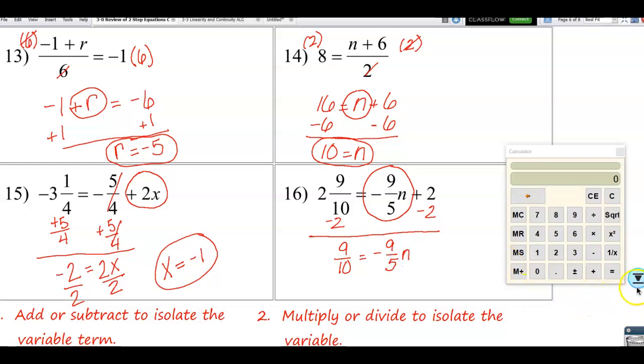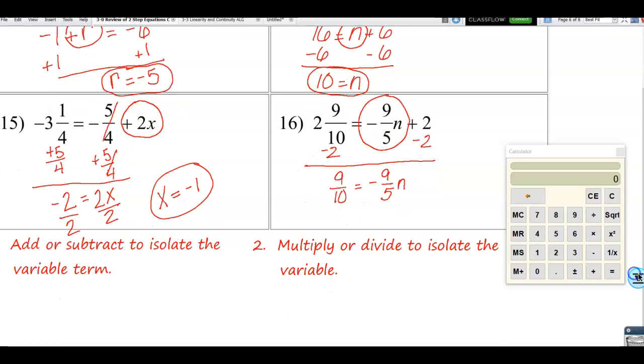Well, to get negative 9/5 away from that n, this is being multiplied with n, we're going to divide to get rid of that. We'll divide both sides by negative 9/5. Here's where it gets fun. You can get a calculator if you don't think fractions are as fun as I do, but dividing by negative 9/5 is the same as multiplying by 5/9, negative 5/9.